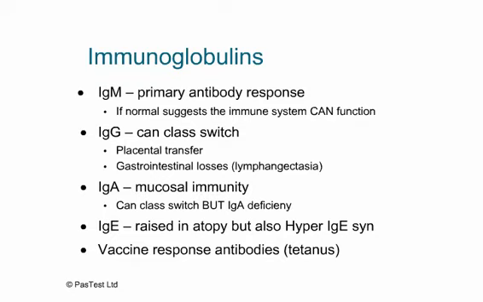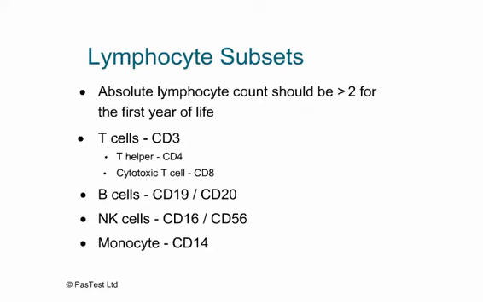And finally, as we've discussed before, the functional test of monitoring vaccine responses is very useful. And the first-line vaccine response that's usually used is assessment of the anti-tetanus antibody response. So moving on from immunoglobulins to lymphocyte subsets. The most important thing to look at is the absolute lymphocyte count, which in young children should be above 2 for the first year of life. And if it's less, that has to be repeated.